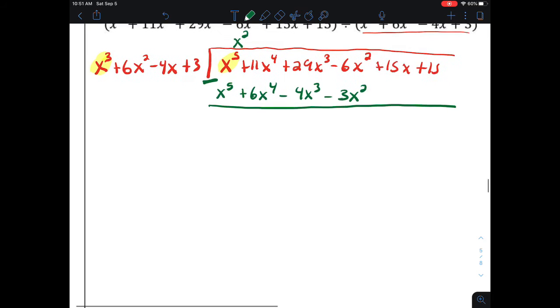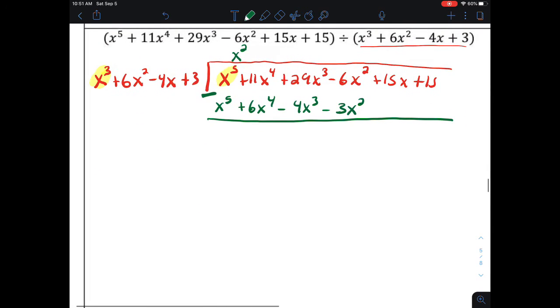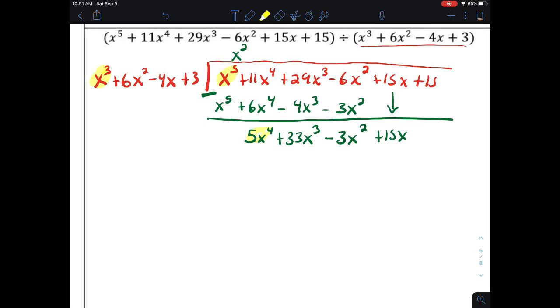And then we're going to write down what we're left with. So after I subtract, the x to the 5ths cancel. 11 minus 6 is 5, so I got 5x to the 4th. 29 minus negative 4 is going to be positive 33x to the 3rd. Negative 6 minus negative 3, negative 3x squared. And if you want, you can go ahead and drop the next number down. Now we turn around and we repeat our steps. So I want to make that x to the 3rd become 5x to the 4th via multiplication.